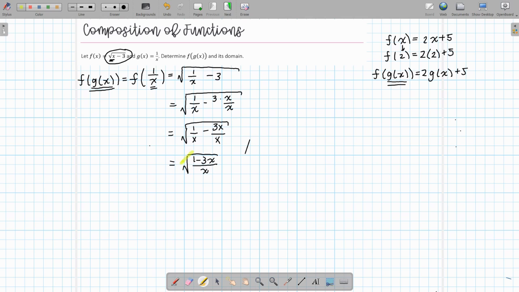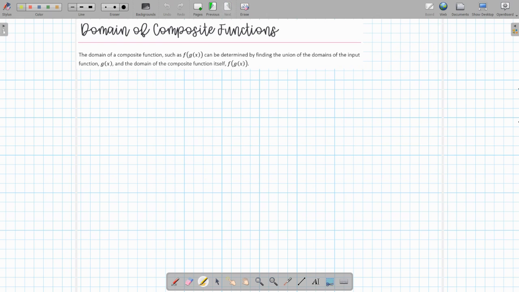So this particular question is asking me to also find the domain of my composite. So here's my composite function, and we need to talk a little bit about how you find the domain, because it's a little bit different than normal. Anytime I need to find the domain of a composite function, I need to figure out two domains. I need to find the domain of the interior, g of x, and I also need to find the domain of the composite function itself.